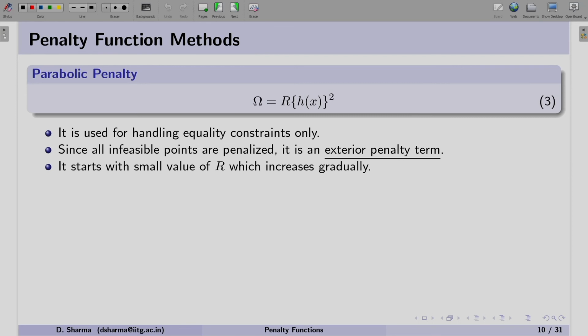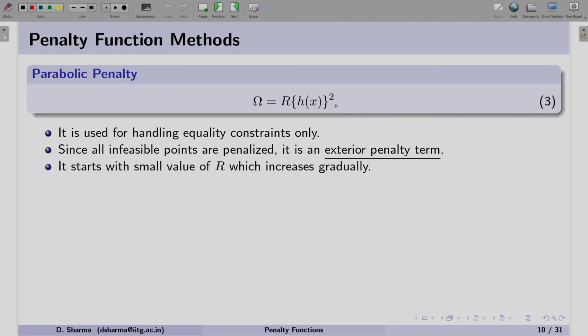So let us start with some of the exterior penalty methods here. The first method that we use for equality constraint is called parabolic penalty. Looking at equation number 3, the omega can be written in terms of r, and inside the bracket we have the equality constraint, and we are making a square.